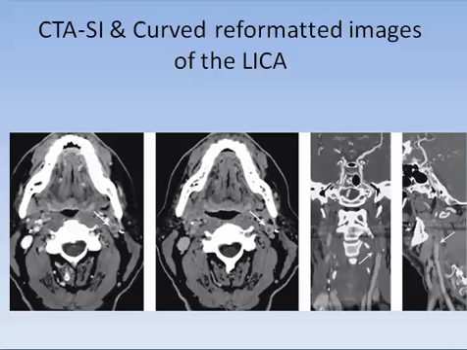CTA SI, that means CTA source image, and the curved reformatting of the left internal carotid artery. Now this is called the curved reformatting. This is the axial source images, and this is the curved reformatting, coronal and sagittal, showing definite occlusion of the left internal carotid artery. And here the ring sign of a thrombus inside is seen with the Miller flow around.